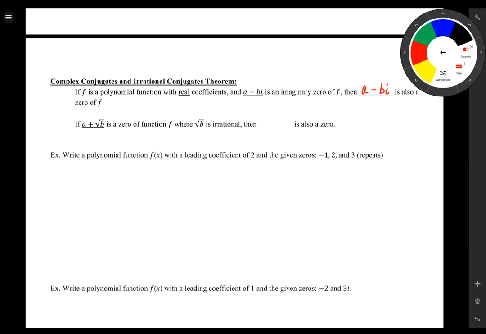Same thing works if it's real. If a plus the square root of b is a real zero of function f, where b is irrational, then a minus the square root of b is also a 0.